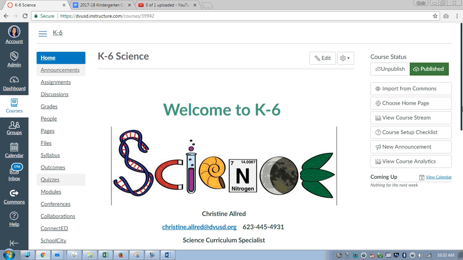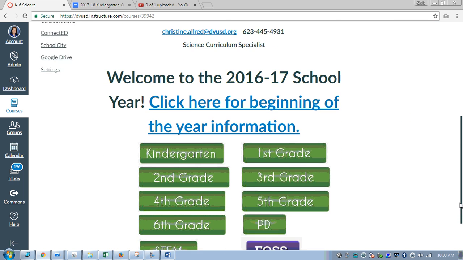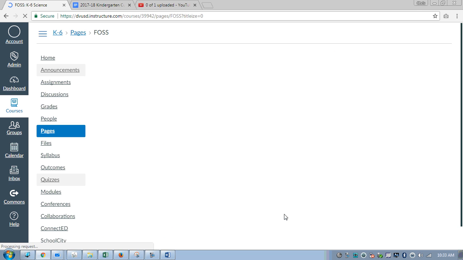One of the changes, though, that you will see in science this year is how you're going to access your curriculum materials. All of our order forms and our pacing guides and our standards charts and everything that you would need for 4th grade science will be available on this Canvas page. So we're going to start with looking for anything that you would need for FOSS, and you're going to click on this purple FOSS button down at the bottom of the page.